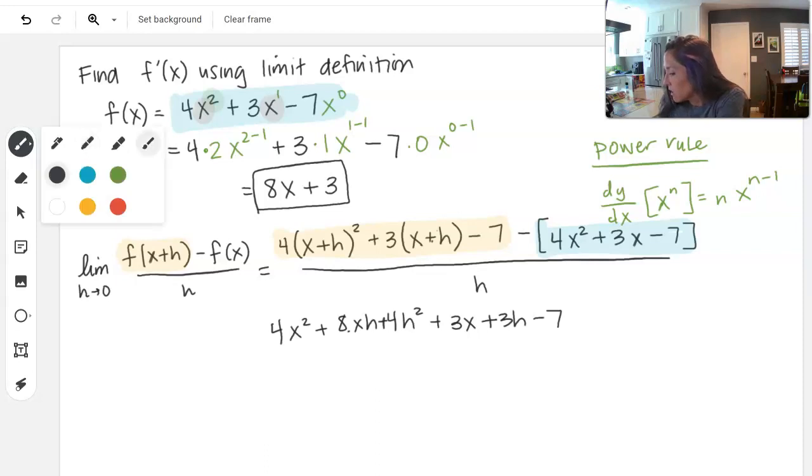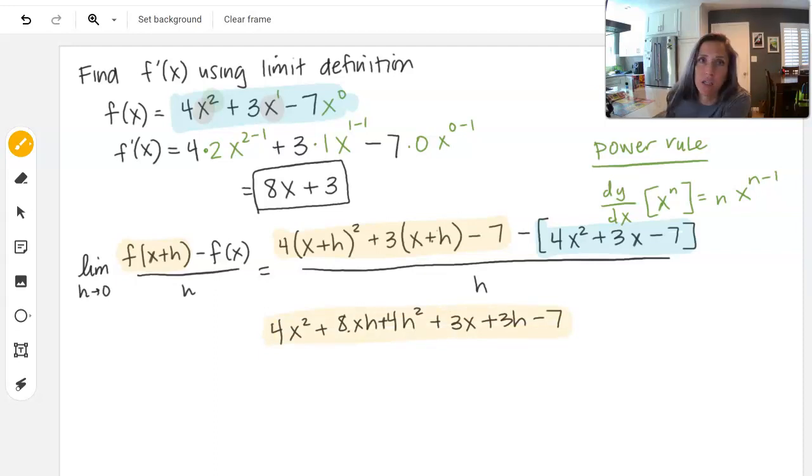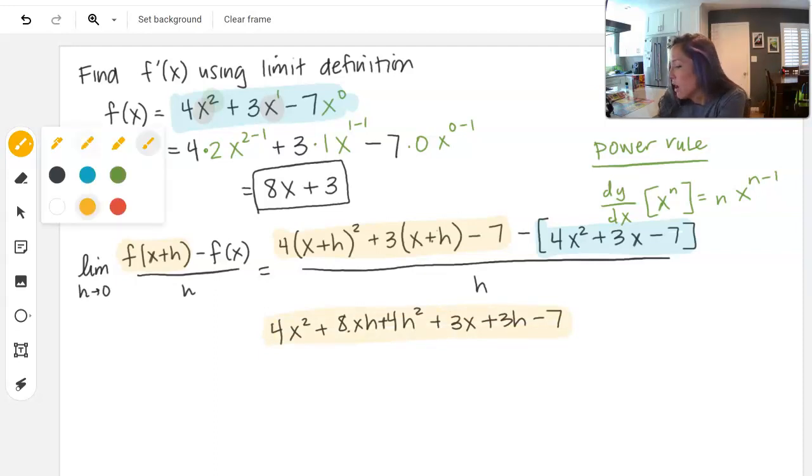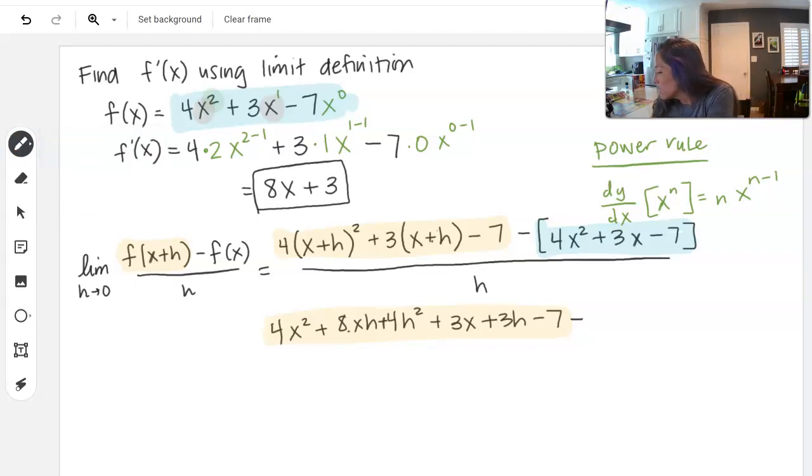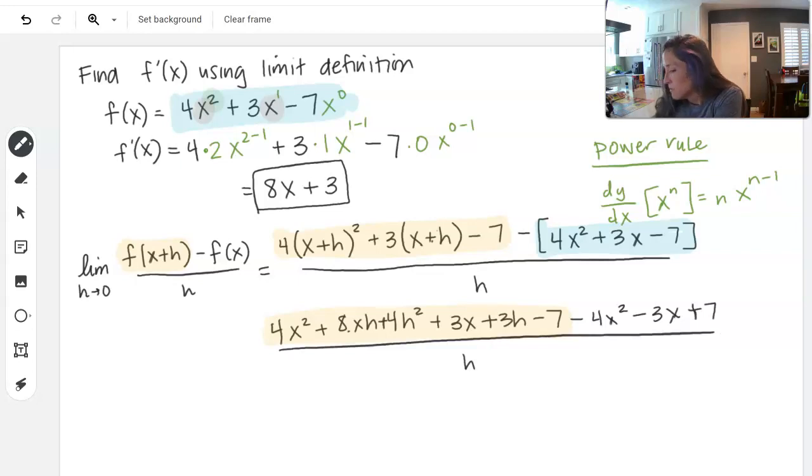So all I have done is expand out everything in that first thing, that f of x plus h. And I'm going to go ahead and distribute the negative sign to all of the terms in my f of x. So it'll become a minus 3x and a plus 7. And this is still all over h. So all I've done is clean things up a little bit.